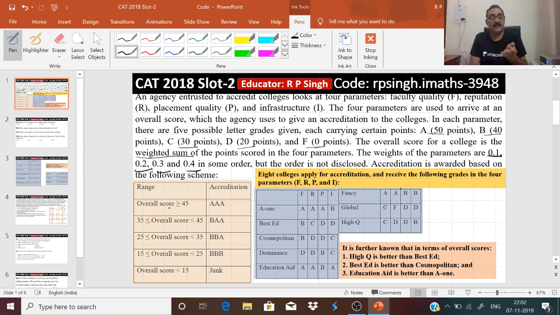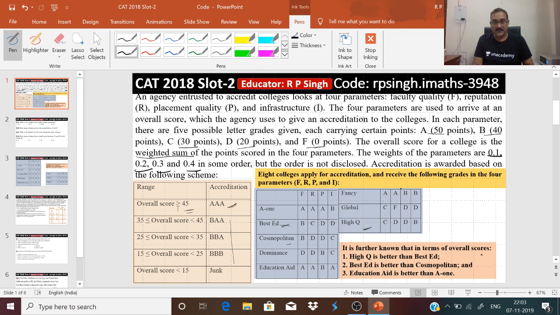What is the given information? If a college scored 45 or more, it gets AAA accreditation according to this accreditation. And here is the table given, in which parameter which college got what grade point, right? And it is further known that in terms of overall scores, High Q is better than Best Ed. The overall score of High Q is more than Best Ed. Best Ed is better than Cosmopolitan. Best Ed's score is better than Cosmopolitan, and Education Ed is better than A1.